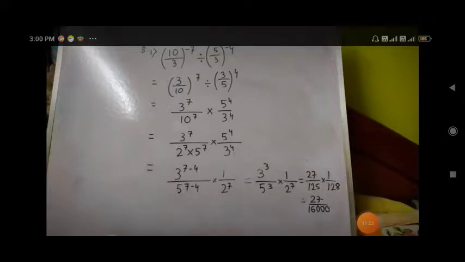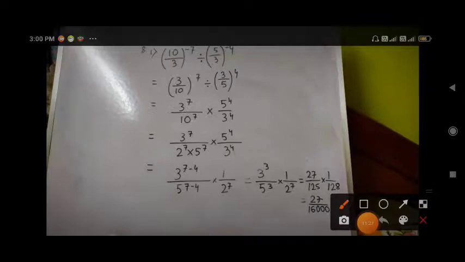Next, 81, same type of math. See it very carefully and solve it. Pause it or take a screenshot and write it down in your copy.